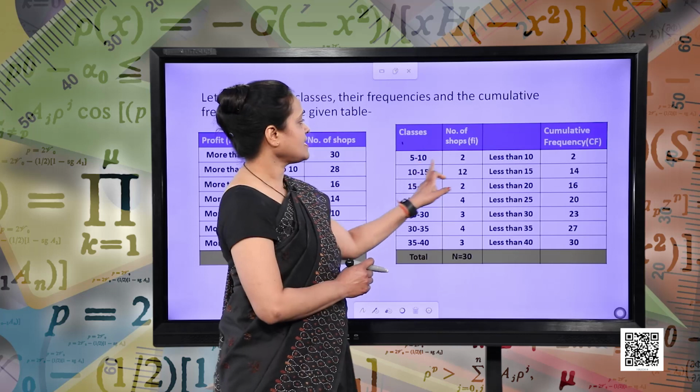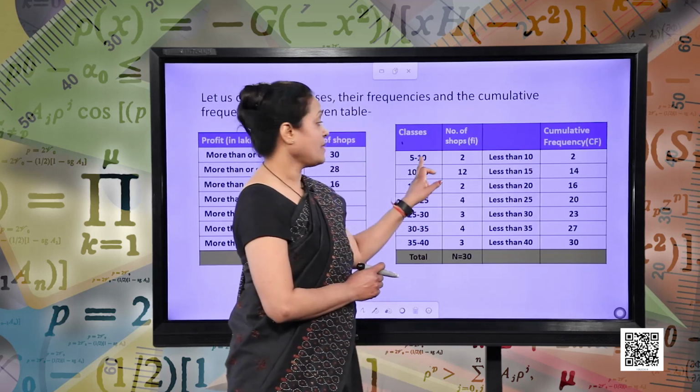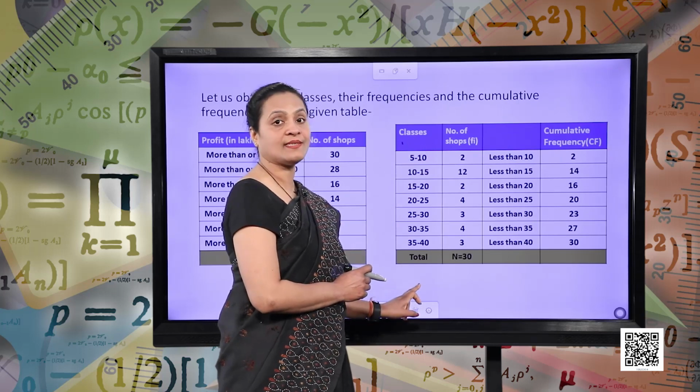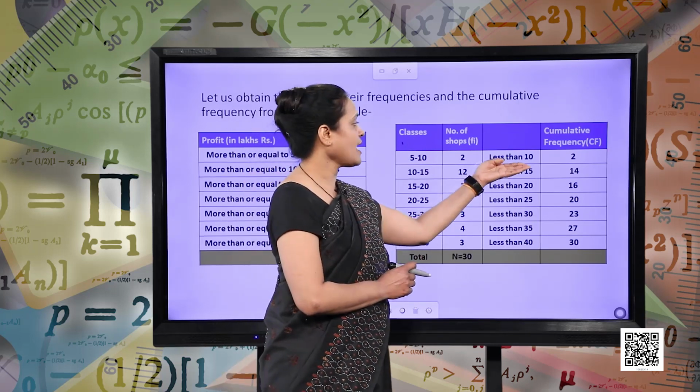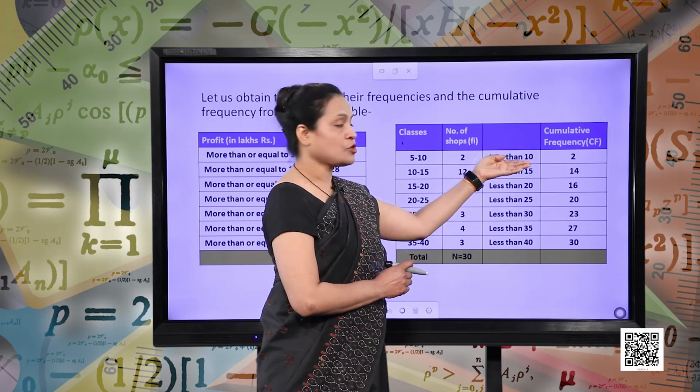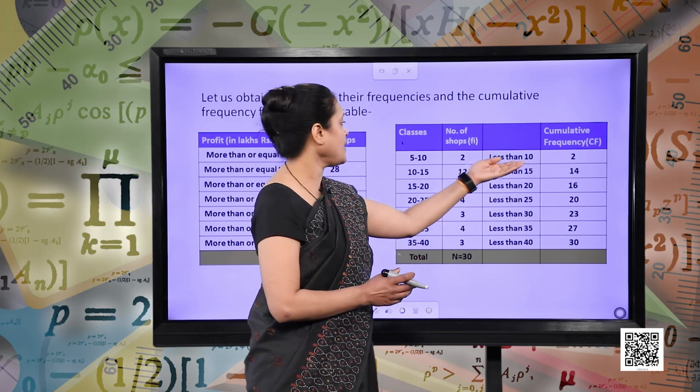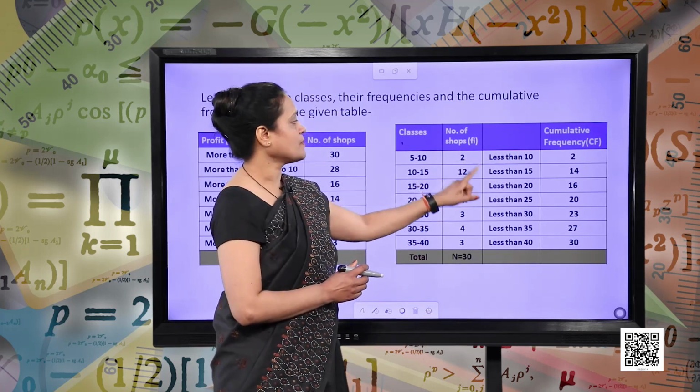So, we will take less than 10. You know that for less than we take the upper class limit of each class interval. So, here we are going to take how many shops are there which are earning profit less than 10 lakhs of rupees. You can see there are 2 shops.